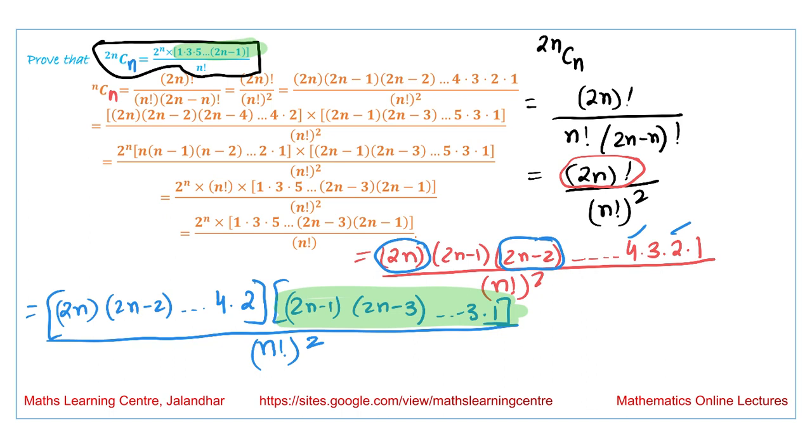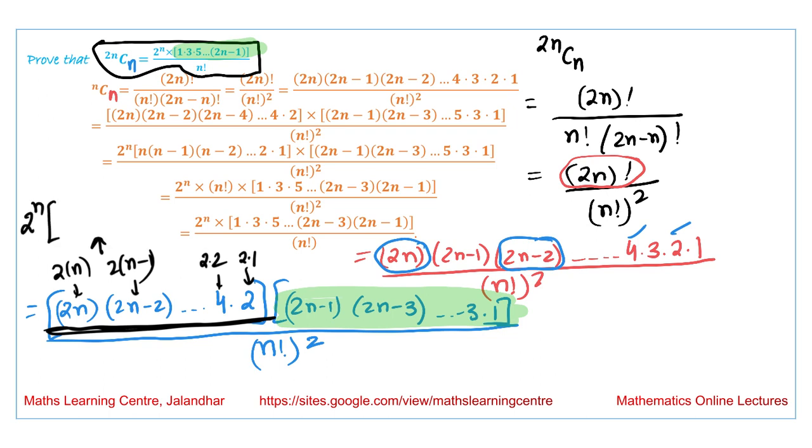For the remaining terms, if we take 2 common from all these terms, we can write this as 2 into 1, this as 2 into 2, this as 2 into (n − 1), and this as 2 into n. So the total number of terms we have is n. So if we take 2 raised to the power n common, we are left with n into (n − 1), so on up to 2 into 1. And this value is equal to n!.